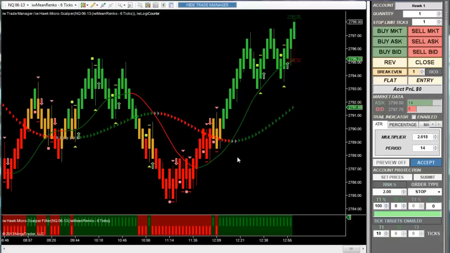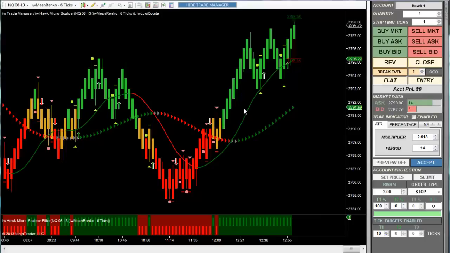Actually, once you become familiar with DTS, you're going to realize there really aren't that many signals generated. But sometimes it can look a little bit confusing when you are new to the DTS system. What we have right here is the Hawk micro scalper. The signal develops in four stages. What I mean is we are looking for four things to be in sync before we generate a buy or a sell signal.